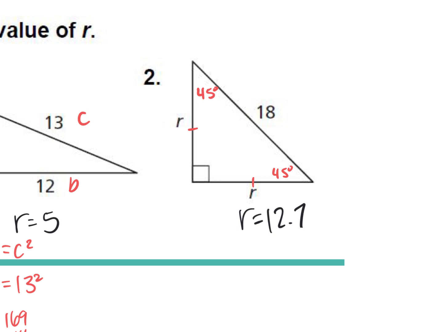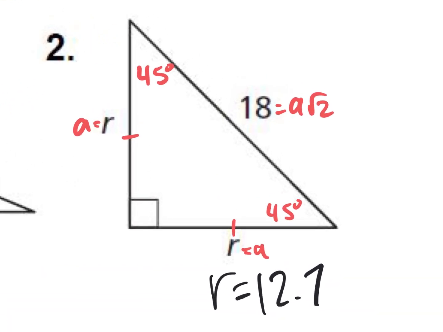You could have also used 45, 45, 90 rules, right? That would make this R little a, and this R little a, and that would make the 18. Who remembers 45, 45, 90 rules? A times the square root of 2. So the one that we were given was the hypotenuse, which is the 18. So let's solve 18 equals A times the square root of 2. Let's solve that for A.